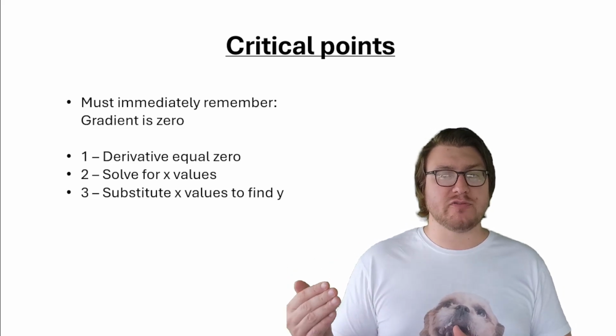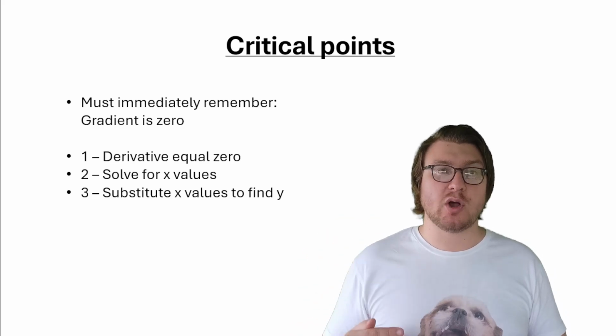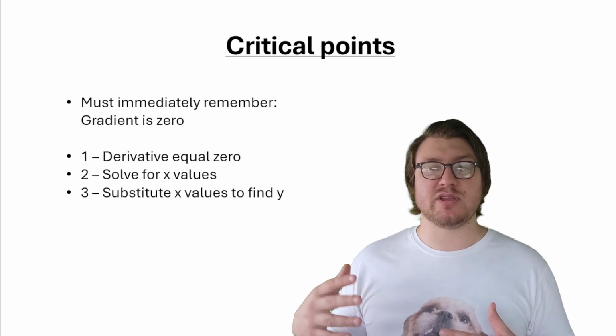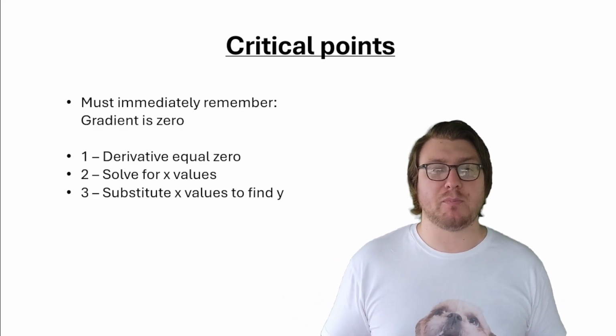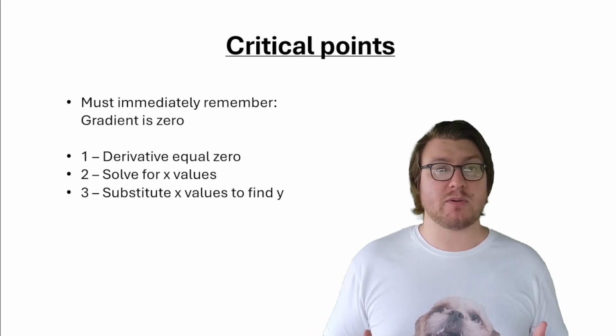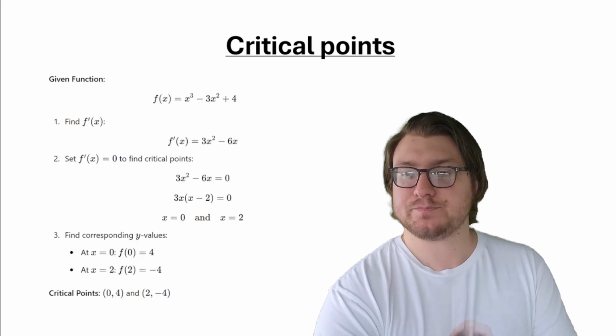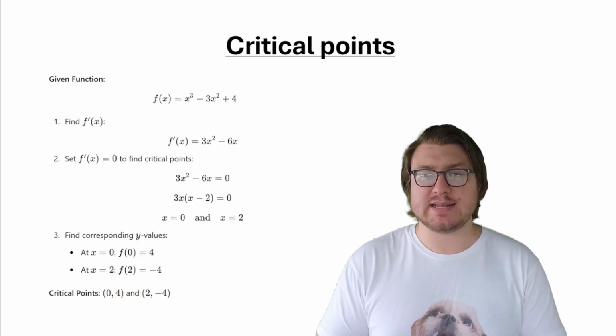So first step, derivative equals zero, then solve for your x values, and then substitute the x values back into the original equation to find our points. Remember, every time we want points, we want both x and y values. Let's have a look at an example.